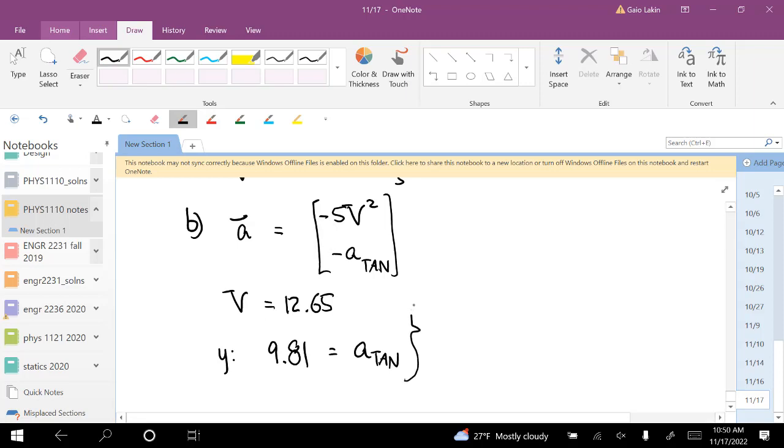And so now we can just plug these into our acceleration expression. And this acceleration vector is negative 800 for x, and negative 9.81 for y.